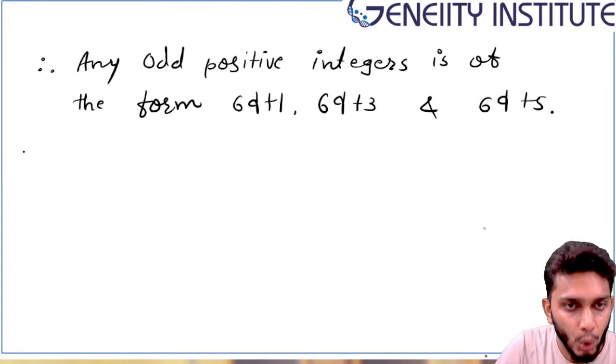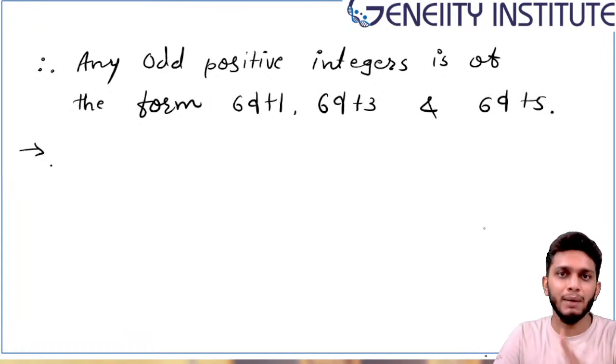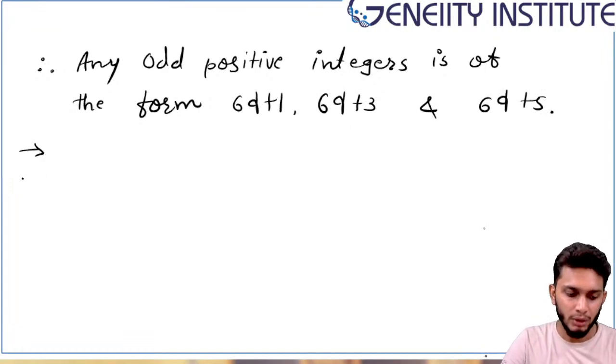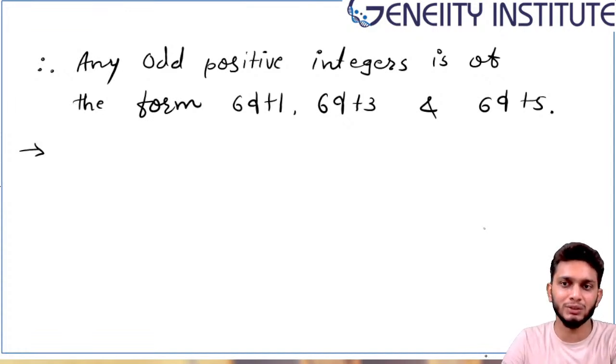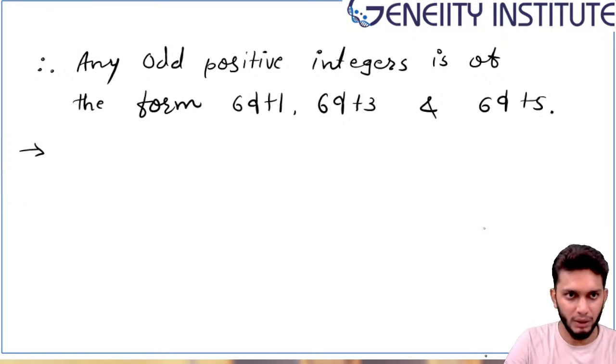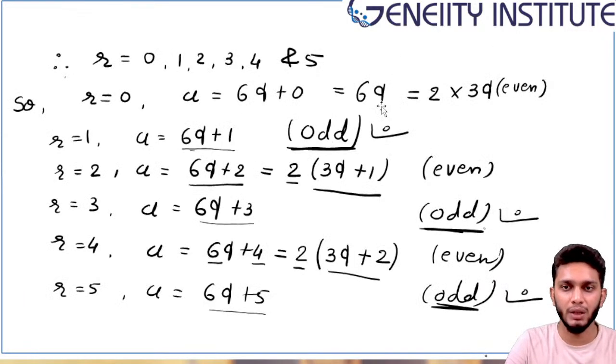Okay, in the board exam also, listen students carefully, they can ask: write any even positive integer is of the form 6q, 6q+2 and 6q+4. We have the proof of that also. The first even is 6q, the second even is 6q+2 and the third even is 6q+4.